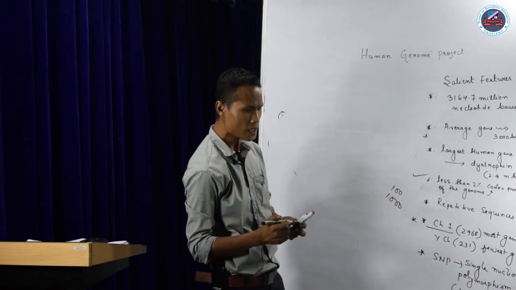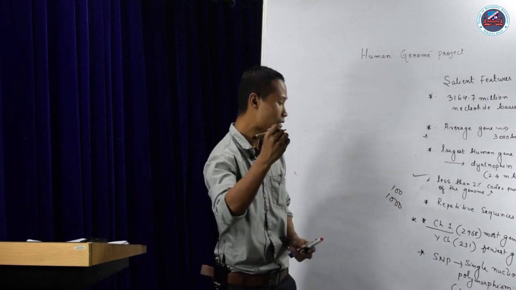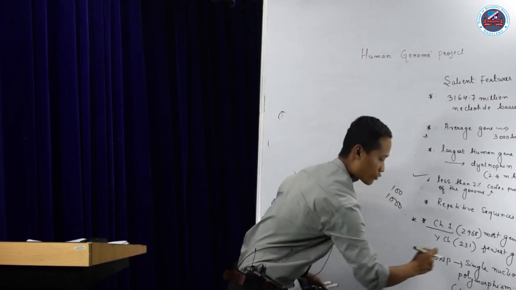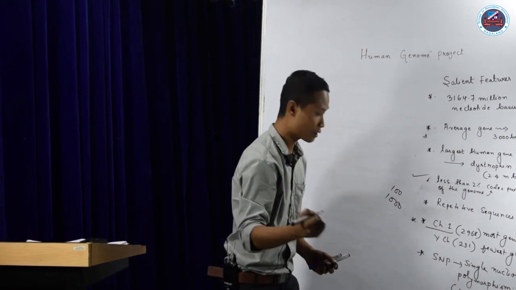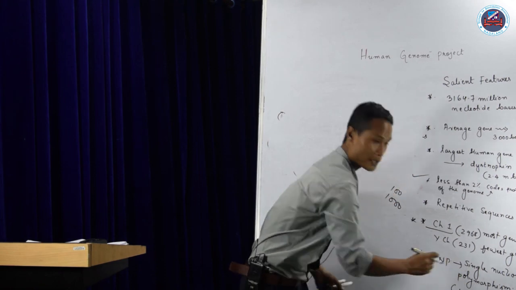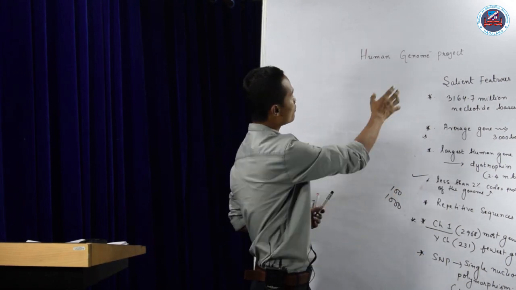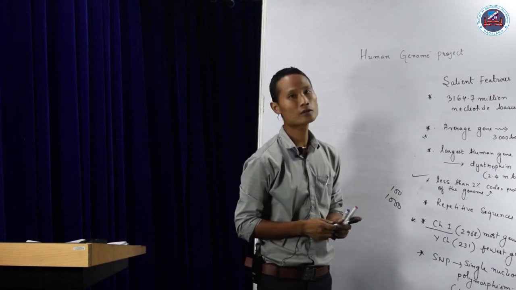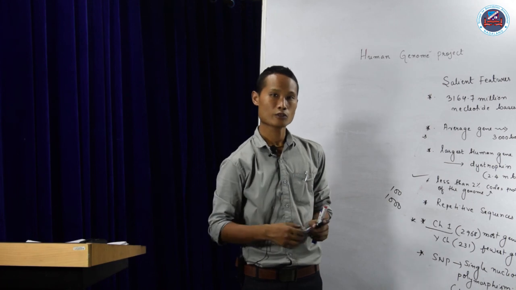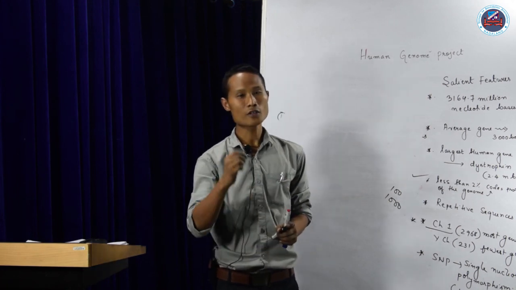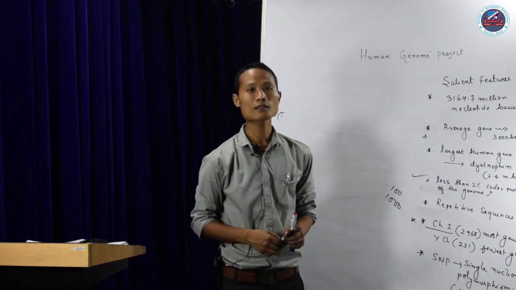Another point they have made is that there is an SNP. SNP means single nucleotide polymorphism. This single nucleotide polymorphism has been found 1.4 million times at different locations. So these are some of the important features of the Human Genome Project. Now, to complete the chapter, molecular basis of inheritance, we have only one topic left, that is DNA fingerprinting, which we will discuss in the next class.